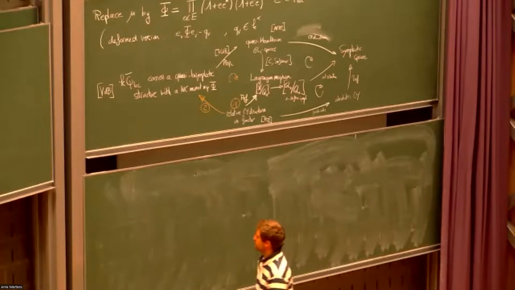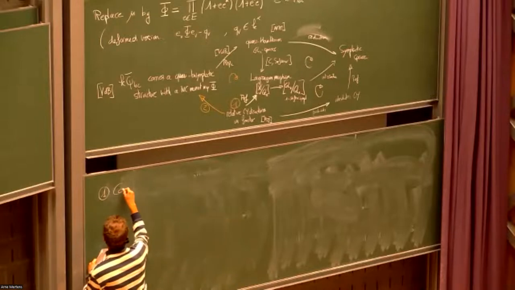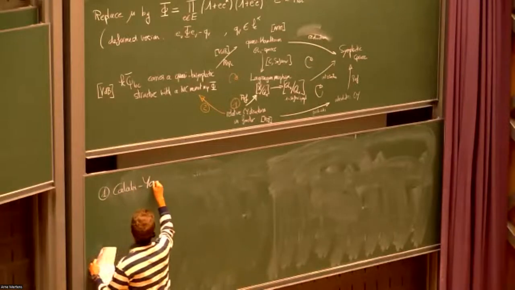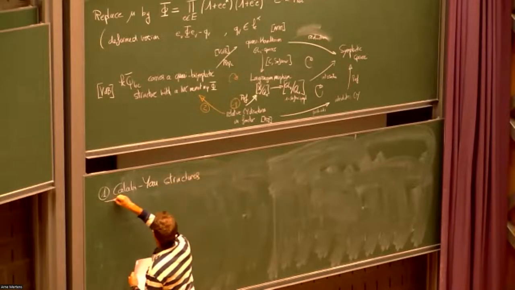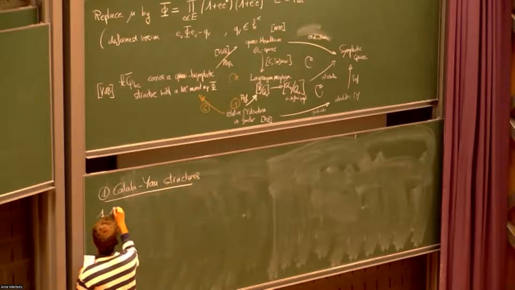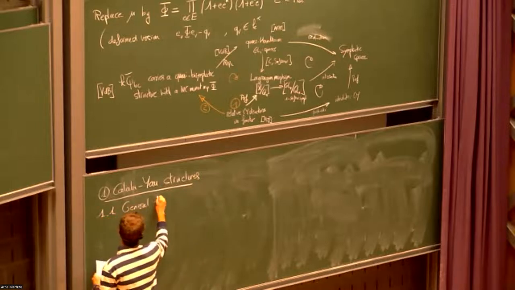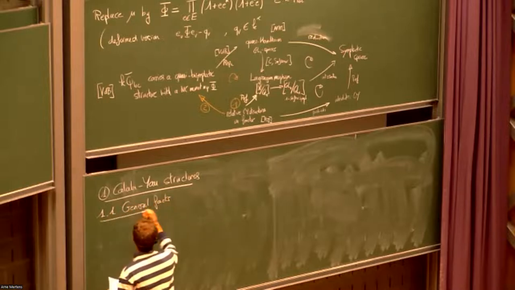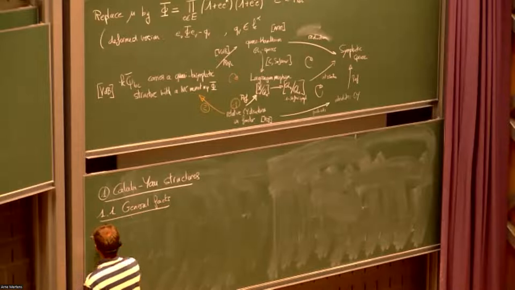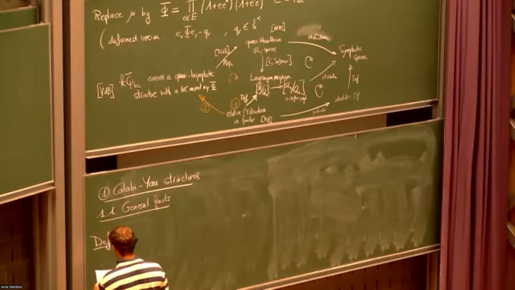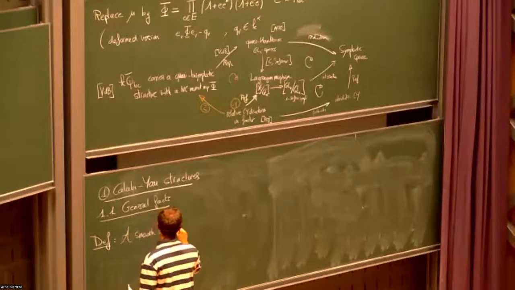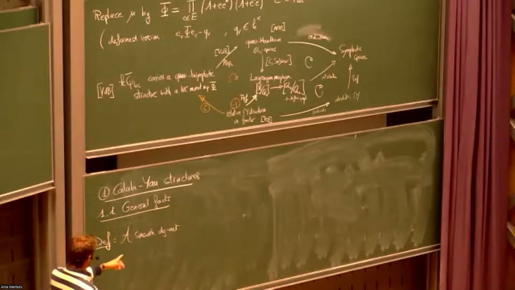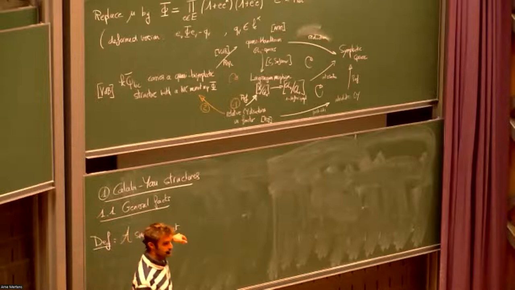All right, so let me start with Calabi-Yau structures. So let's start with the definition and a bunch of general facts, and we'll go through examples later. So first of all, let me start with some smooth DG category A. By smooth, I mean homologically smooth, which means that A is dualizable as an A bimodule.